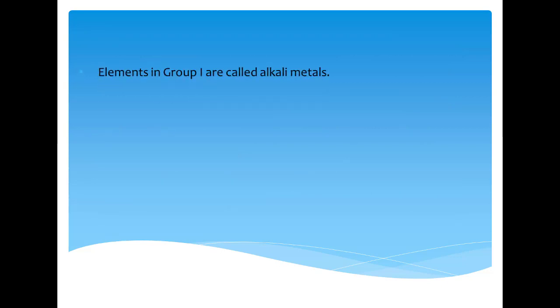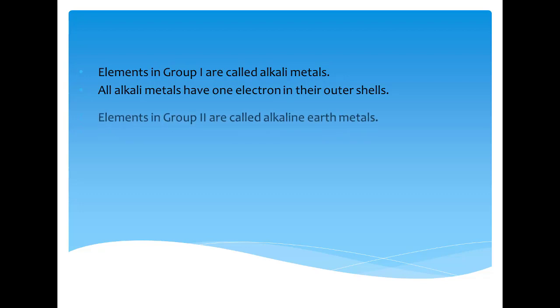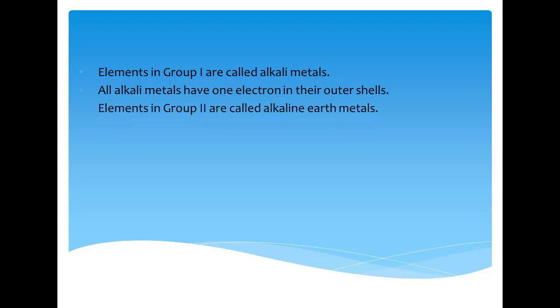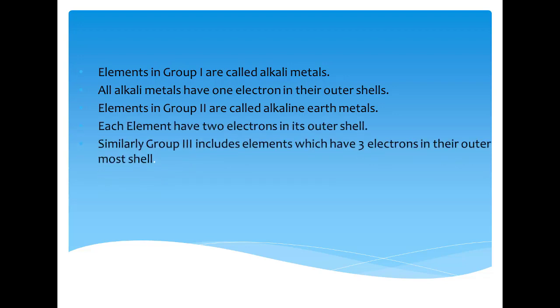Elements in group 1 are called alkali metals, and they have one electron in their outermost shells. Elements in group 2 are called alkaline earth metals. Do you know how many electrons they have in their outer shells? Guess. Yes, they have 2 electrons in their outermost shell. Similarly, group 3 elements have 3 electrons in their outermost shell.